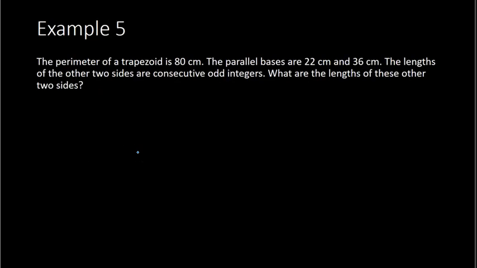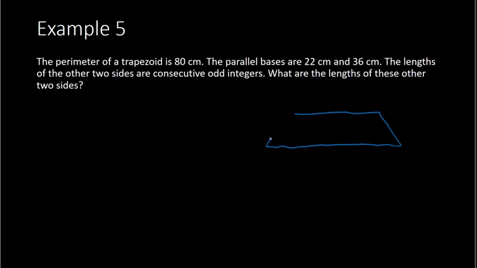Example 5 deals with geometry. So you're told that a perimeter of a trapezoid is 80 centimeters. The parallel bases are 22 centimeters and 36 centimeters. The lengths of the other two sides are consecutive odd integers. What are the lengths of these other two sides? So when you begin, it's helpful to draw yourself a picture.